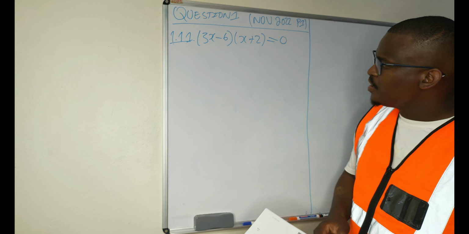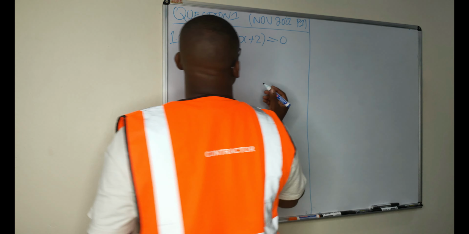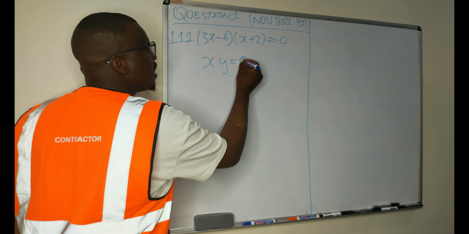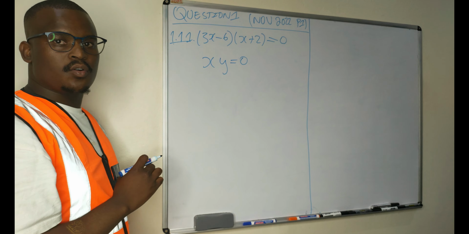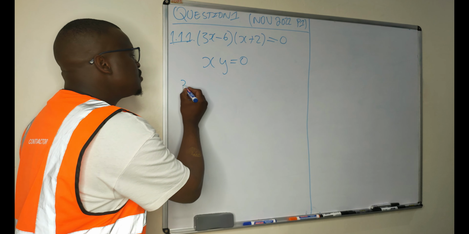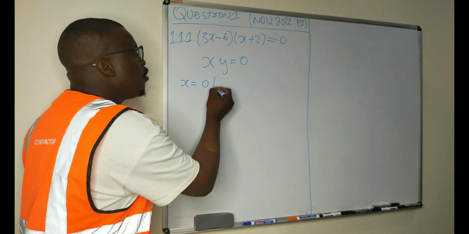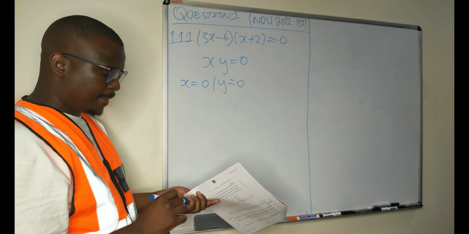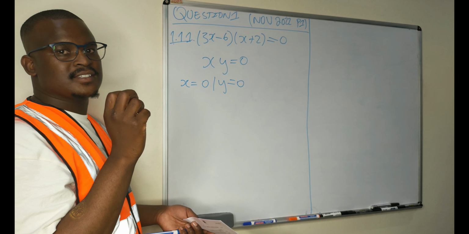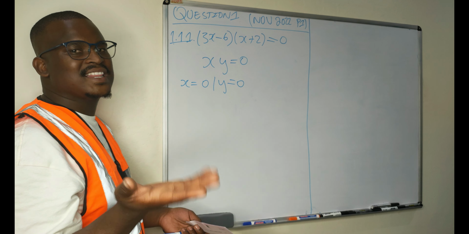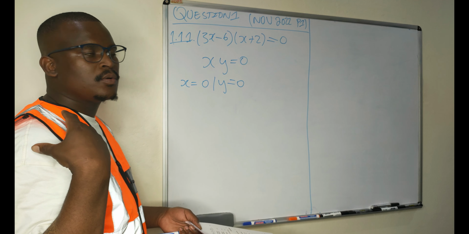Let's look at this. If you have x and y, and the product of x and y equals 0, you can say your x is equal to 0 or your y is equal to 0. At least one of them should be 0. If you're multiplying two things and your answer is 0, at least one of them is 0. That's what you should always know.